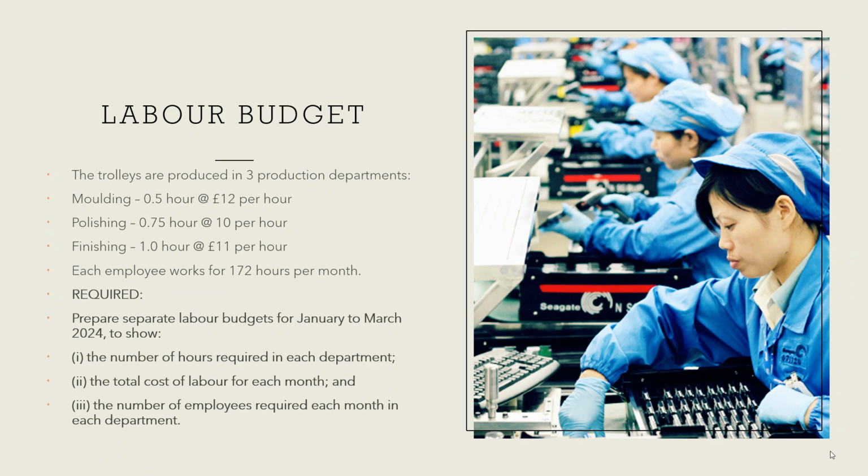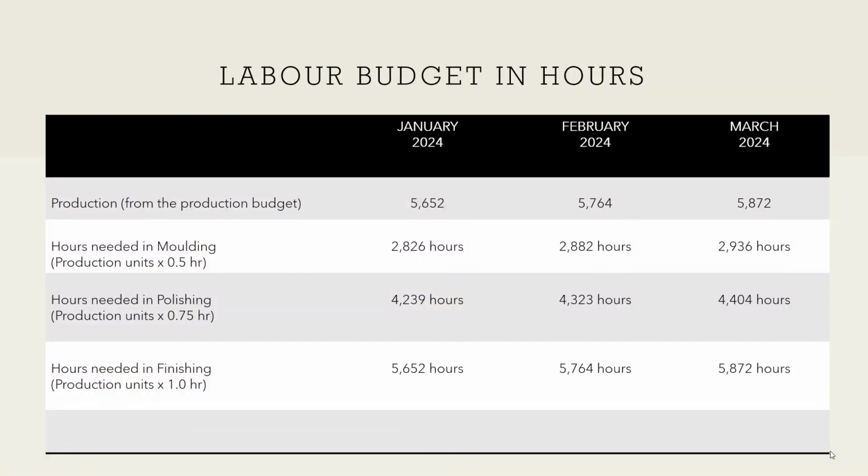Again, this labour budget is going to be based on the number of units we want to produce, and then we need to take into account the number of hours in each department each one's going to take. So labour budget in hours then. Let's go straight in with that. So the layout, we've got January, February, March. We've got the production units from the production budget. These numbers should be quite familiar by now.